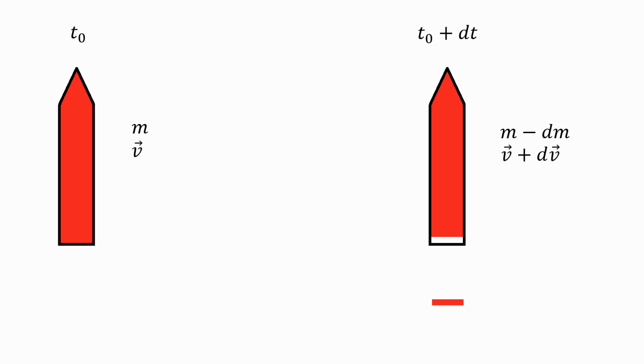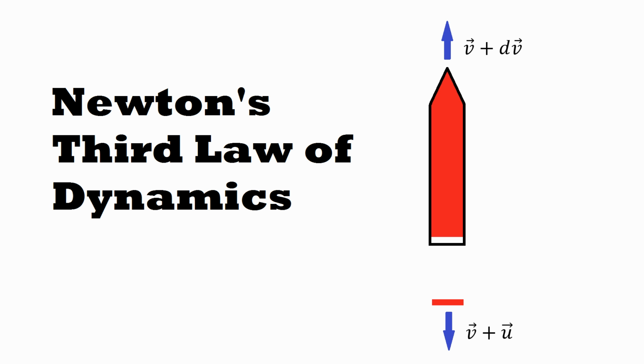Now let's move to the exhaust. Its infinitesimal mass is dm, exactly the same mass lost by the rocket. Its velocity is equal to the initial velocity of the rocket, v, plus some unknown velocity u. Keep in mind that in real rockets, u can be in the order of some kilometers per second. The third law of dynamics, developed by Isaac Newton, requires the rocket and the exhaust to move along the same line, but in opposite directions. This is the reason why we have to expel propellant from the rear in order to move forward.